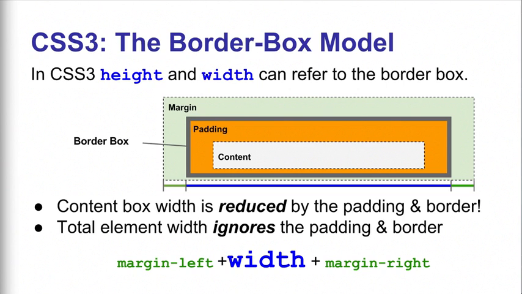In CSS3's border box model, the height and width specify the border box, which includes everything inside the outer edge of the border. The effect is that the width of the content area is the specified box width minus the border and padding. It is possible with this model to squeeze out the content entirely if the padding and border are too thick. On the plus side, it does simplify the total element width calculation, which is now just the box width plus the margins.